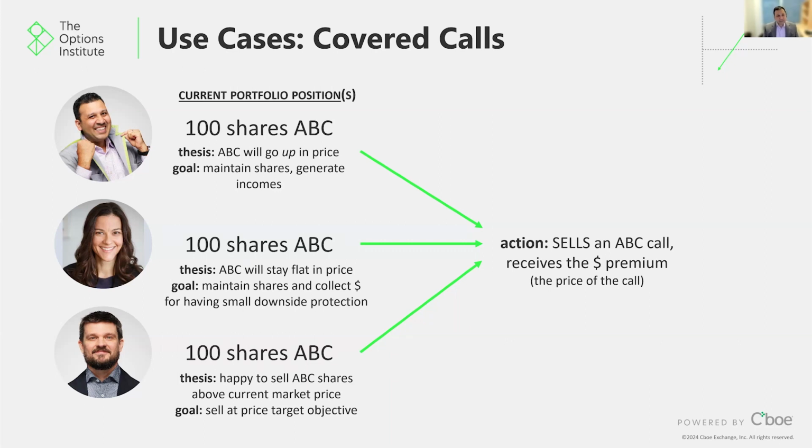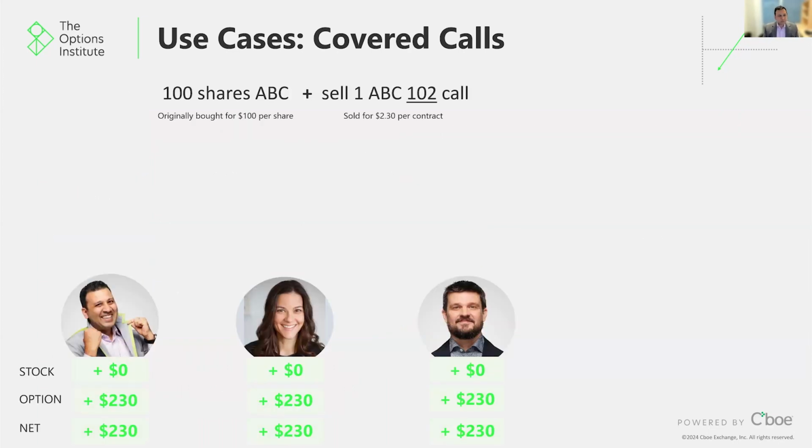In all 3 cases, the 3 users would sell an ABC call and receive the premium. So let's walk through that actual example. They're long 100 shares and they sell 1 call, given the 100 multiplier. In this case, they're selling the 102 call. It's 2% out of the money, and they collect $2.3 per contract. Again, that's a 100 multiplier, so 2.3 times 100 is $230 in premium. So each of these 3 people collect $230 of premium upfront.